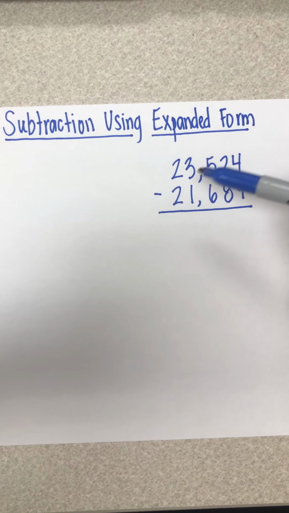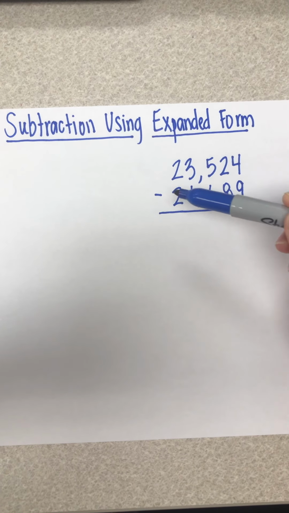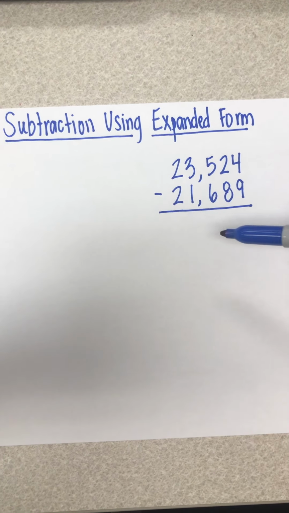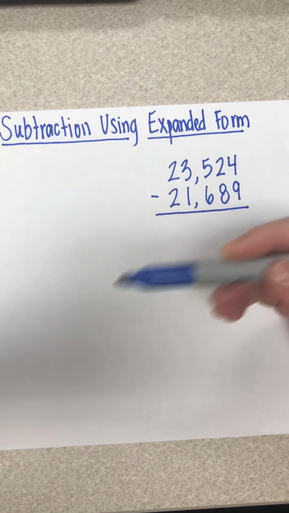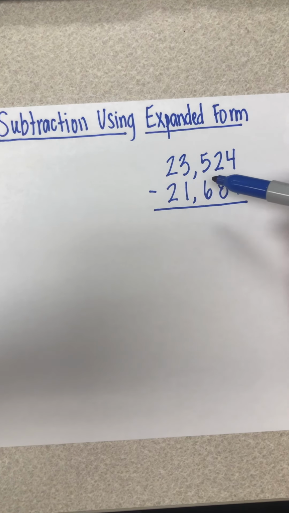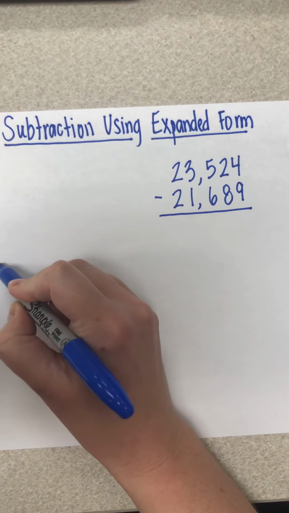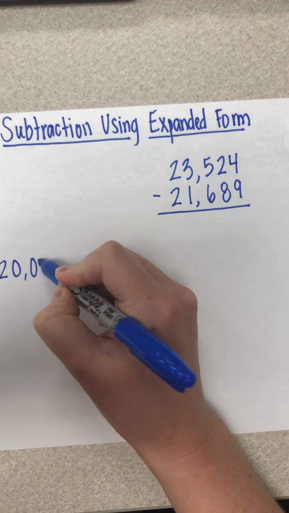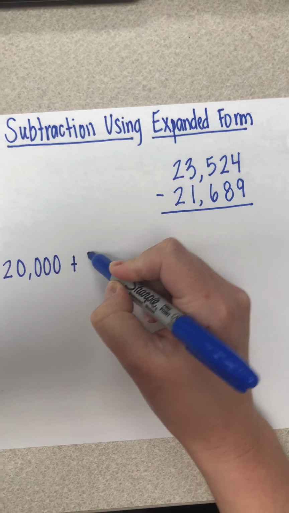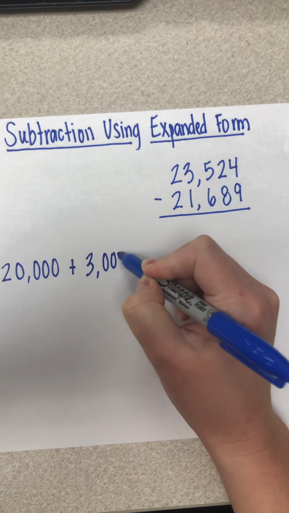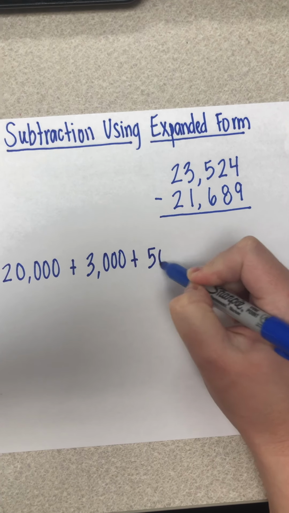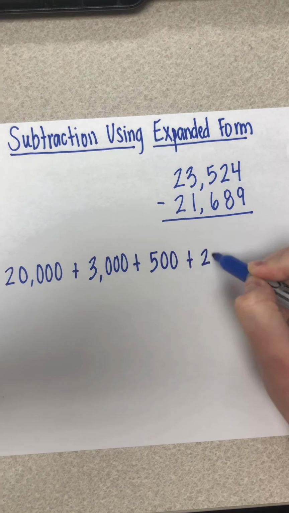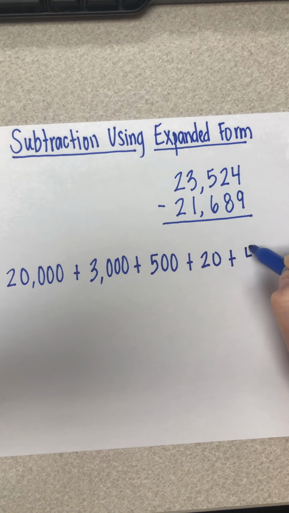So the first thing that we do with this is to take each of the numbers and expand them by place value. So it kind of stretches out to let them see each of the numbers by place value. So for 23,524, we would write 20,000 plus 3,000 plus 500 plus 20 plus 4.